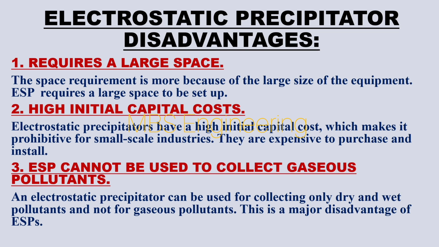The second disadvantage is high initial capital costs. Electrostatic precipitators have a high initial capital cost, which makes them prohibitive for small-scale industries. They are expensive to purchase and install. The third disadvantage is ESP cannot be used to collect gaseous pollutants. An electrostatic precipitator can be used for collecting only dry and wet pollutants and not for gaseous pollutants. This is a major disadvantage of ESPs.